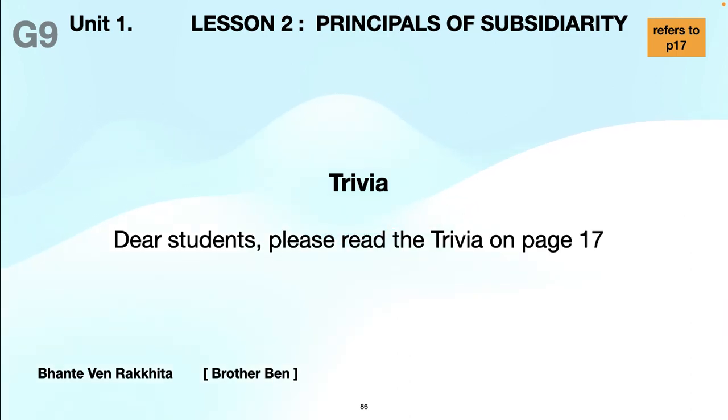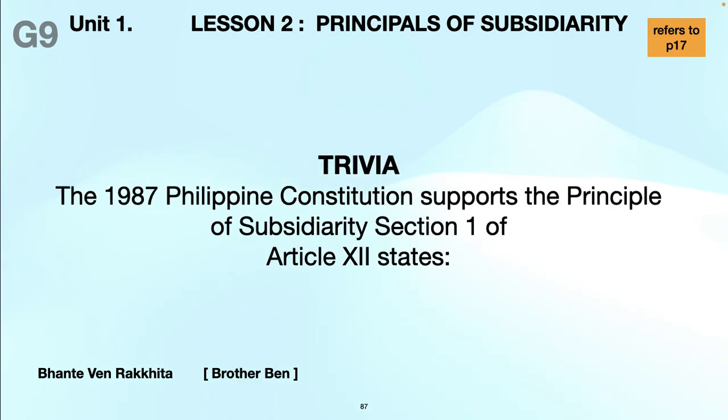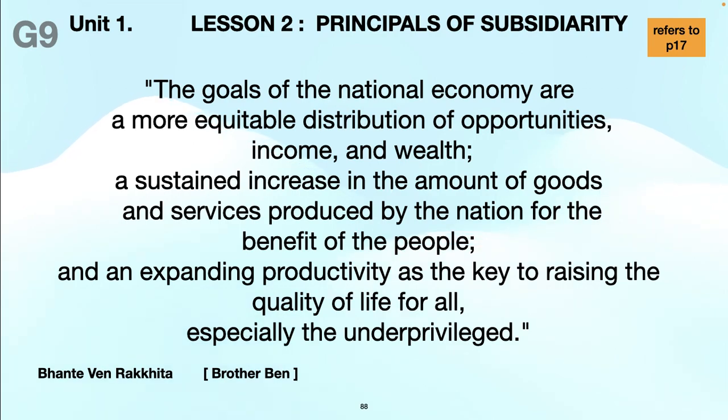So, dear students, please read the trivia on page 17. The 1987 Philippine Constitution supports the principle of subsidiarity. Section 1 of the Article 12 states, the goals of the national economy are a more equitable distribution of opportunities, income, and wealth, a sustained increase in the amount of goods and services produced by the nation for the benefit of the people, and an expanding productivity as the key to raising the quality of life for all, especially the underprivileged.